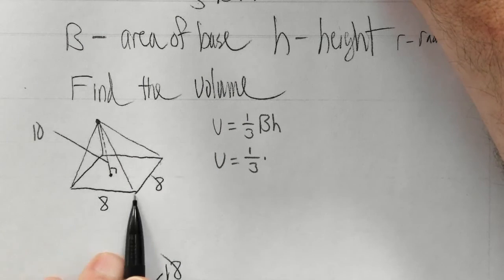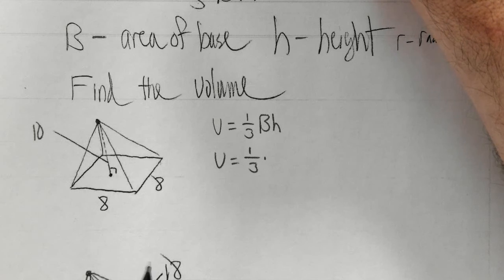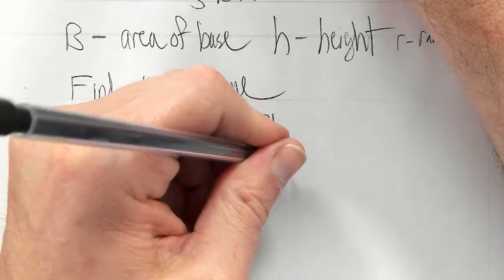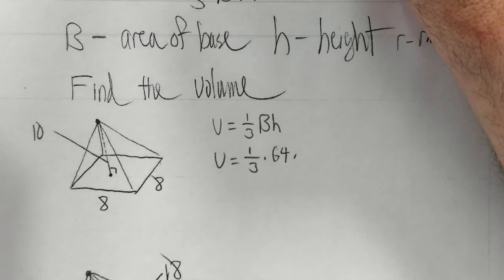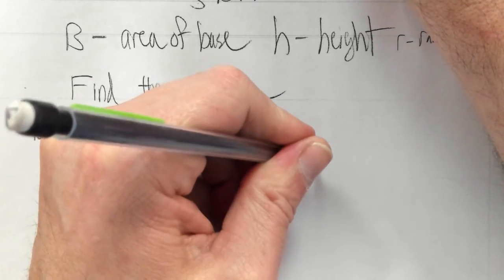Well, what's the shape of the base? 8 by 8 makes it a square. How do I find area of a square? Length times width. So 8 times 8 is 64. Now remember, h is the height of the pyramid, also given to us as 10.